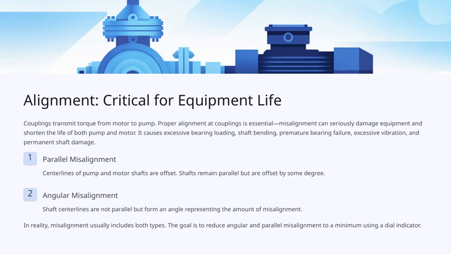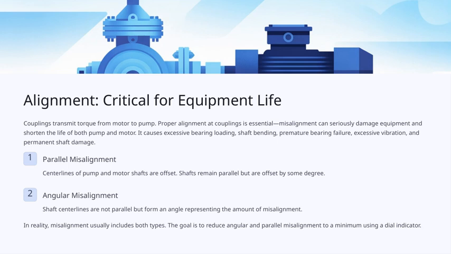There are two main types of misalignment to understand. First, parallel misalignment, where the center lines of the pump and motor shafts are offset but remain parallel. Imagine two lines that are parallel but not perfectly aligned. They're shifted sideways. The second type is angular misalignment, where the shafts are not parallel at all, but instead form an angle with each other. Think of it as the shafts leaning toward or away from each other. In reality, most misalignment involves a combination of both types. That's why our goal is to minimize both angular and parallel misalignment as much as possible.